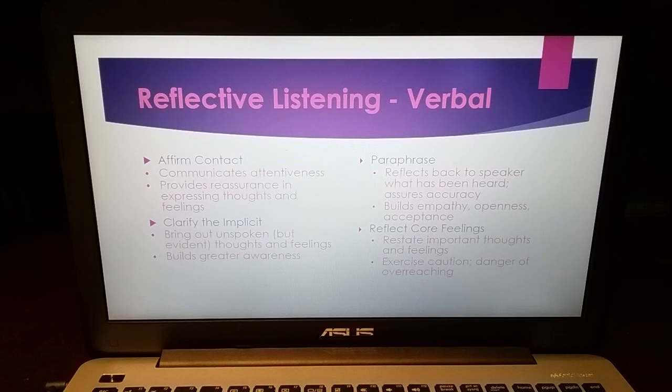And then also this idea of reflecting the core meanings. Why is it that you're saying this to me, or how is this making you feel? You seem happy about this. You seem angry about this. You seem anxious about this. You might want to be careful about who you say those things to, but it helps to clarify. The emotion behind a message is very important to the meaning of the message.